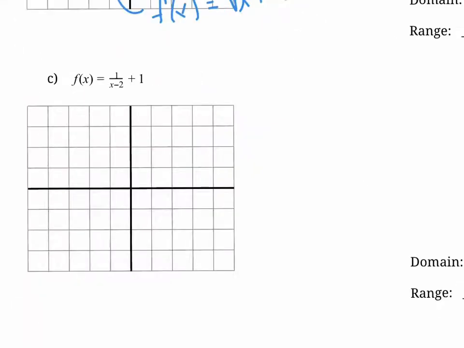Let's try this last one. This one students find the most confusing because this reciprocal function is a little bit tough to sketch. So first we know that we're starting with the parent function 1 over x, the reciprocal function. And we know this guy down here is our d value because it's beside the x. This guy up here is our c value. It's outside of the function.